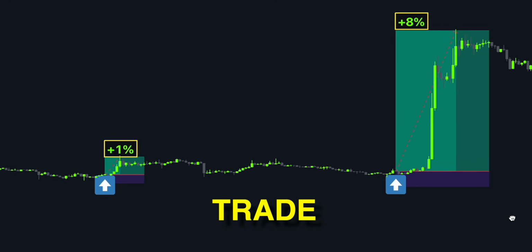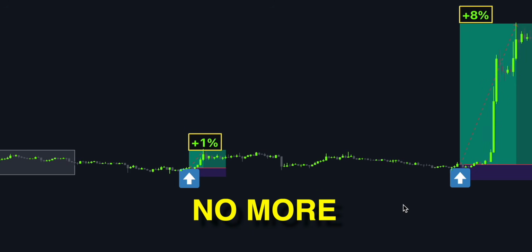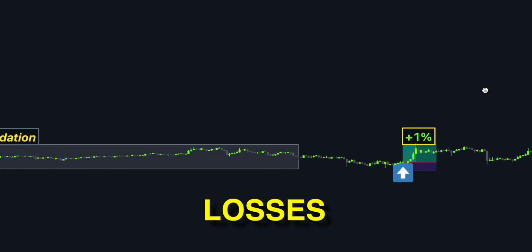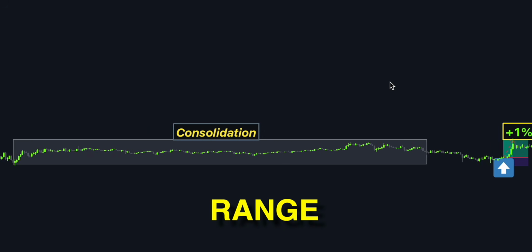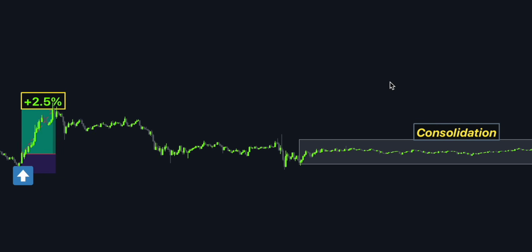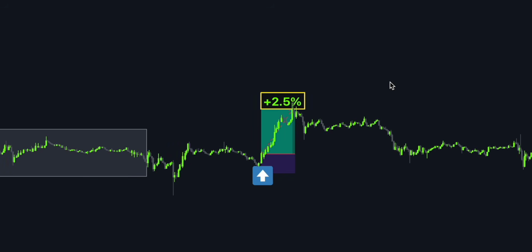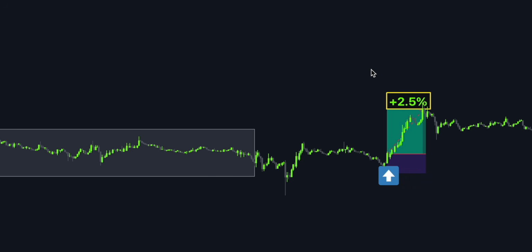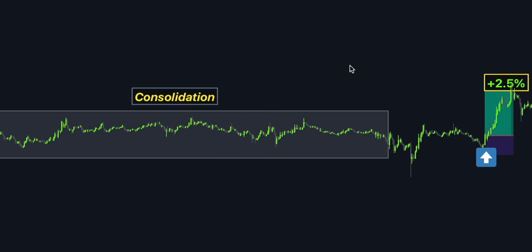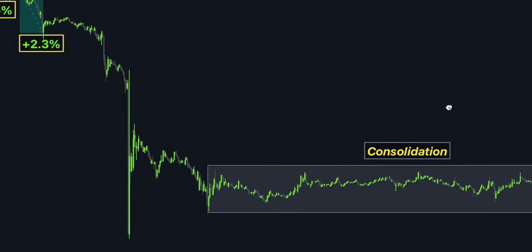Forget about opening a trade at the wrong price. No more frustration, unnecessary losses, and fake signals in the range market. This all-in-one technical indicator will solve all of your trading problems. I believe this is currently the best tool for beginners and pro traders.